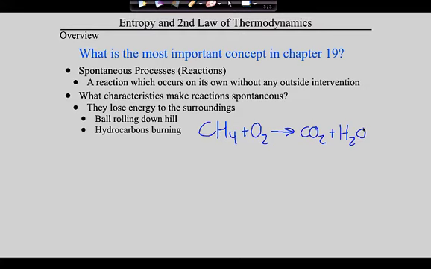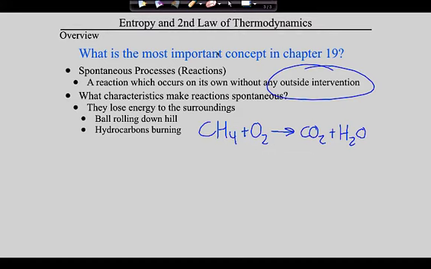The ball, it's literally a nudge. With the methane and the oxygen, the nudge is the spark. The spark does not count when we talk about outside intervention. The outside intervention piece comes after the nudge. So if you have to keep nudging, then it is not spontaneous, like rolling the ball uphill or having to continue to add spark to keep the gas burning. But once you give it the nudge, if it goes on its own, then it is spontaneous. Does that make sense? You get the idea? Do you see the distinction?